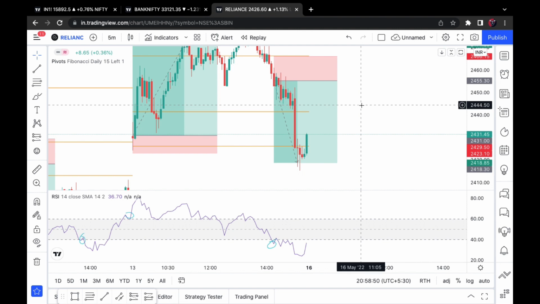And you can backtest this strategy in any type of stock and any type of index, whether it is Bank Nifty or whether it is Nifty. You can backtest this strategy in any type of stock.